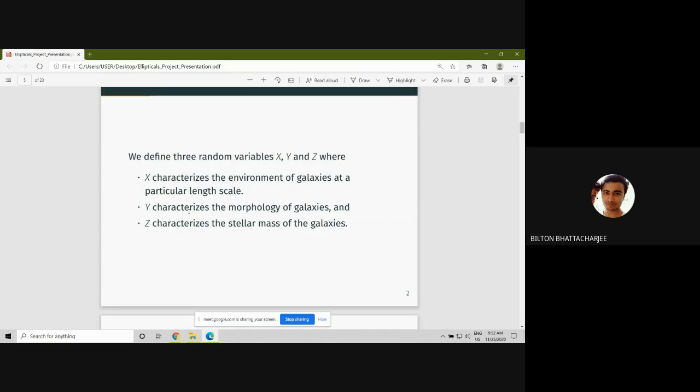We have divided the galaxies into two stellar mass bins depending on their mass with respect to the median stellar mass. So if the mass of the galaxy is higher than the median stellar mass, it falls in the higher stellar mass bin, and vice versa in the lower stellar mass bin. So z has two values, same as y, 0 and 1.